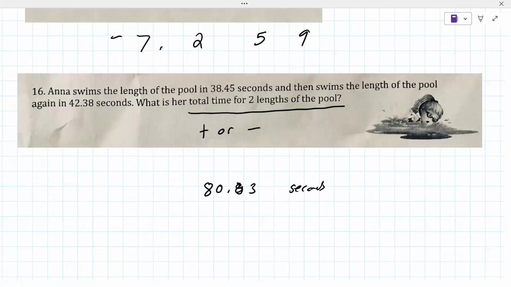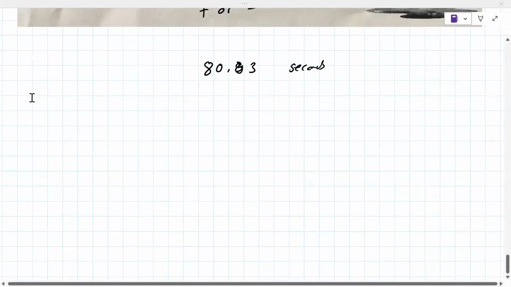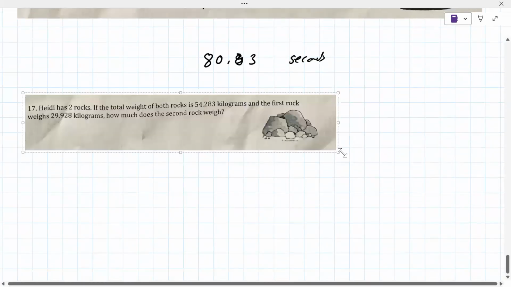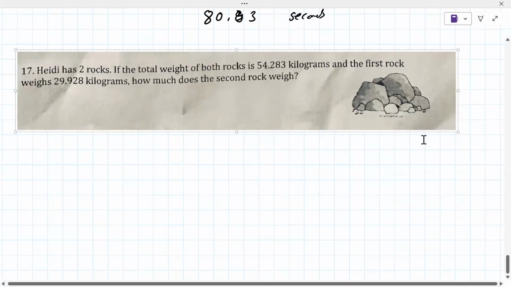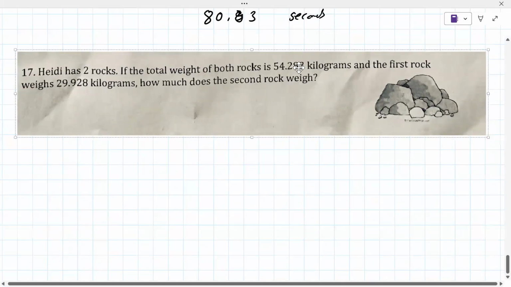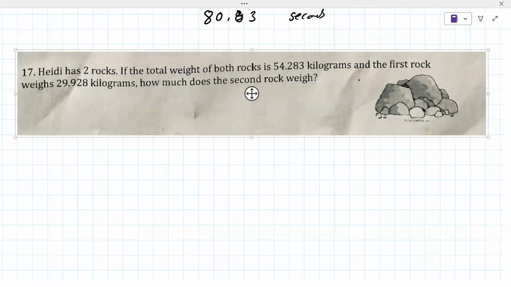All right, next question. We're going to add or subtract. We're not sure exactly what it's asking you to do, but let's take a look. Heidi has 2 rocks. If the total weight of both rocks is 54.283 kilograms and the first rock weighs 29.928 kilograms, how much does the second rock weigh? What's the right next step? So would it be 54.283 plus X? Yeah, plus X is good.